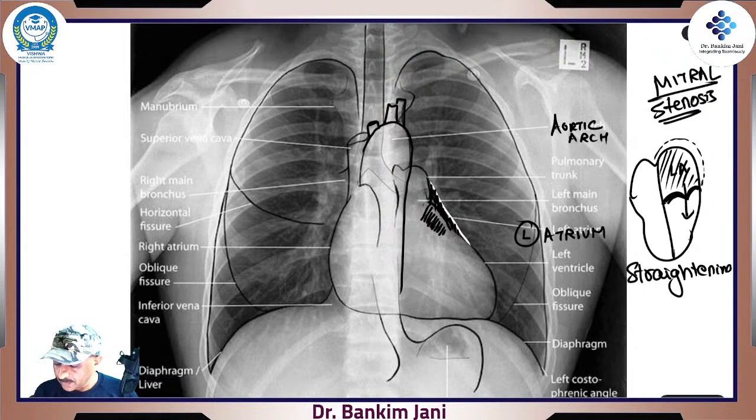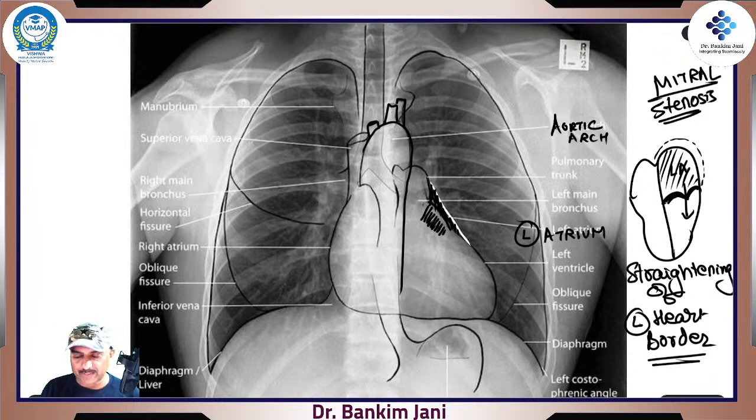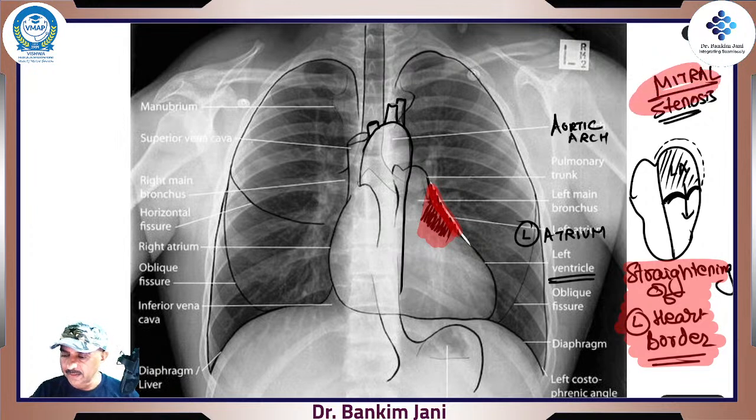Straightening of the left heart border. So when you see this straightening of the left heart border, first impression: see, the aorta is going to give that knuckle, right? The pulmonary trunk is going to give that curve. Then below is the left ventricle. That curve is already there. But in between, it is the left atrium. This portion is formed by the left atrium. So when it is enlarged, it will fill up that space and the entire border would be straightened. Very important: straightening of the left heart border, right? Commonest is mitral stenosis, because this valve is stenosed. So the left atrium is enlarged, right?